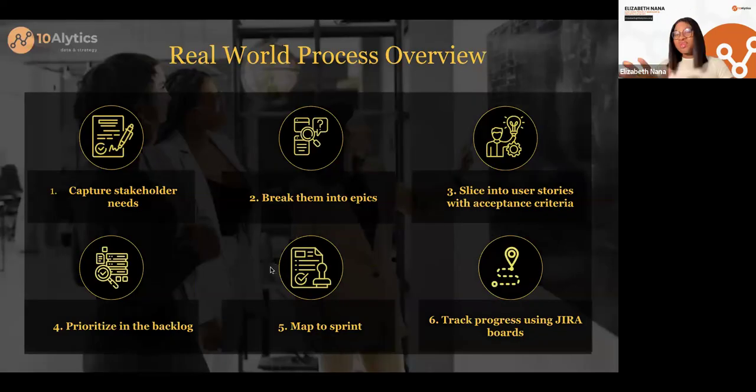So now let's look at the real world process overview. When it comes to getting your requirements from your stakeholders and then translating them on JIRA to the development team, what do you do? This is just a summary, but I'm going to try as much as possible to walk us through it. Understand that we have about 1 hour to complete this session.